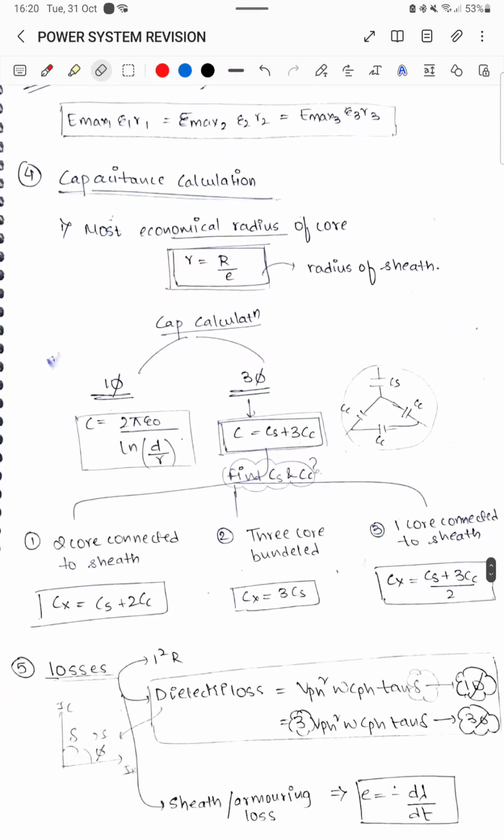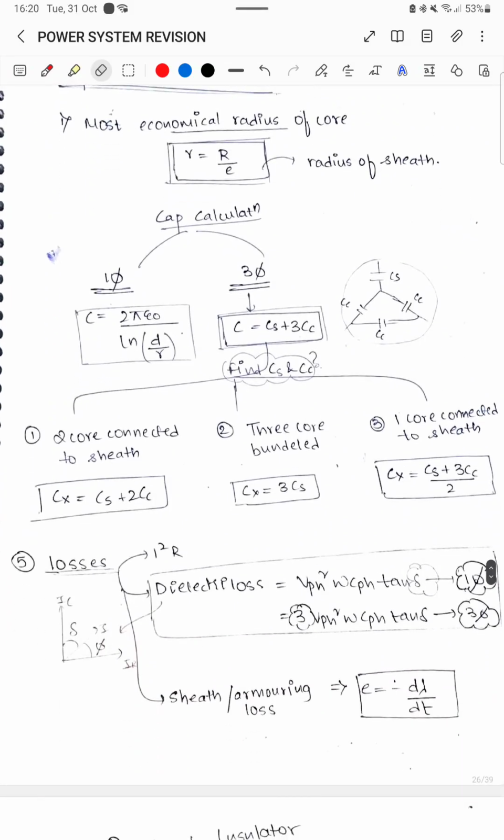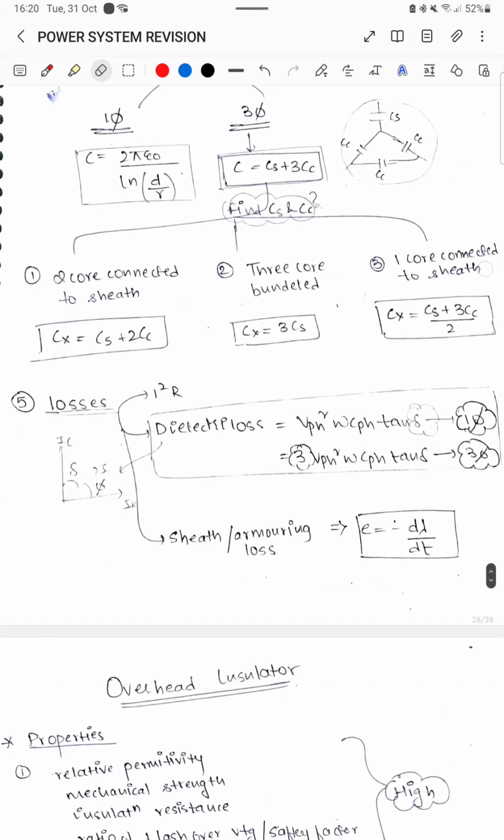Then we'll look at a capacitance calculation, most economic radius of core, and then we will look into how we will be able to do three-phase capacitance calculation, CS plus 3CC, how we are going to find CS and CC using three different cases. And then we'll look into losses. So I square R loss, dielectric loss. In dielectric loss, we'll be looking into delta, tan delta, and then we'll look into sheath and armoring loss.